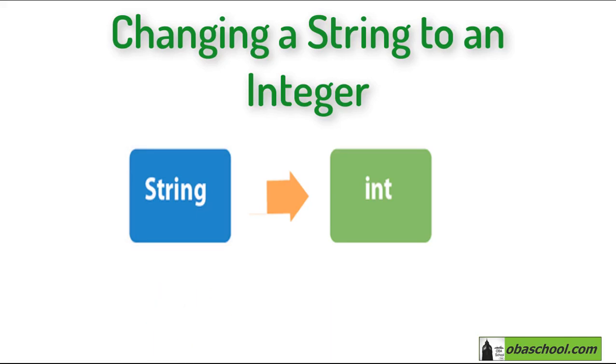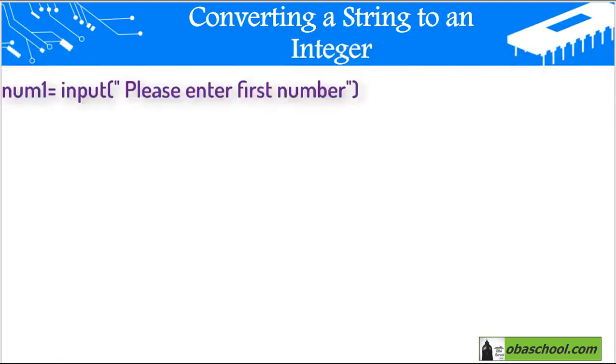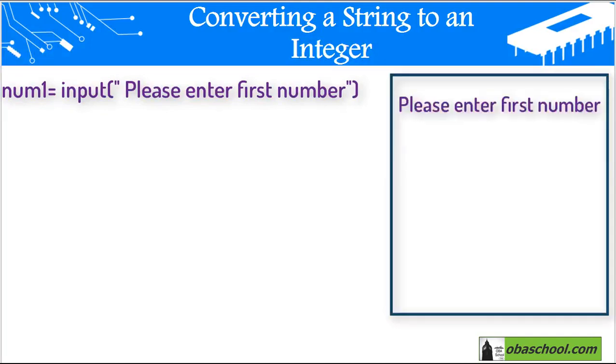Consider the following program in Python language, which asks us to calculate the summation of two numbers entered by the user. So the first variable is called num1. We put in it the input, which accepts what the user enters. We put between brackets and quotations what we need to show to the user. We ask the user, please enter first number. So this sentence will be shown to the user to enter his first number.